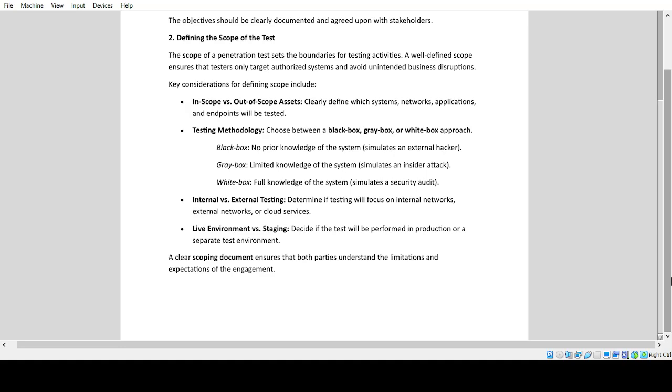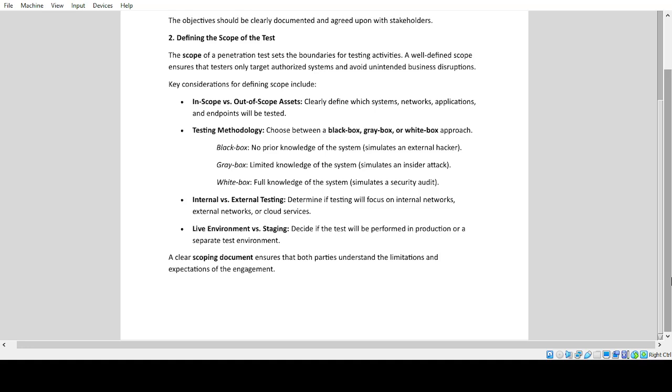Testing methodology. Choose between a black box, gray box, or white box approach. Black box: no prior knowledge of the system. Simulates an external hacker. Gray box: limited knowledge of the system. Simulates an insider attack. White box: full knowledge of the system. Simulates a security audit.